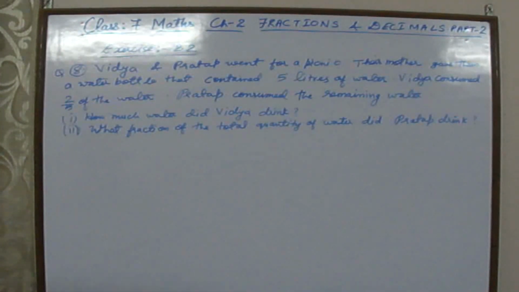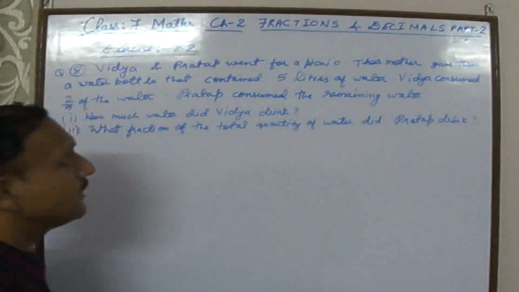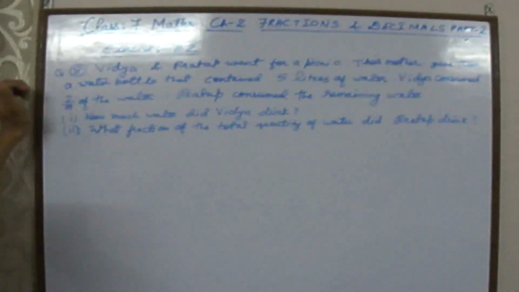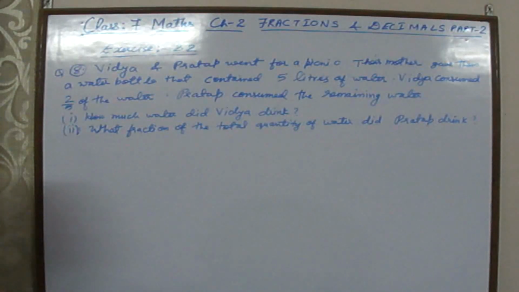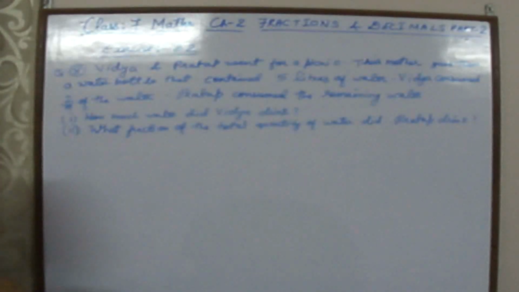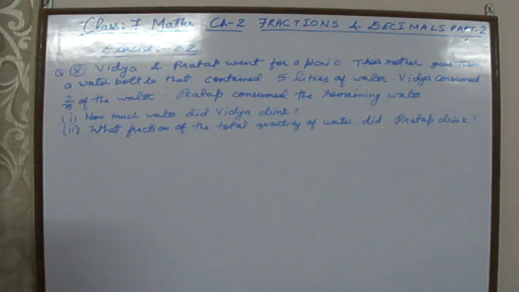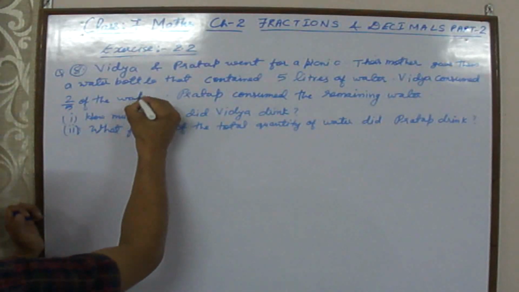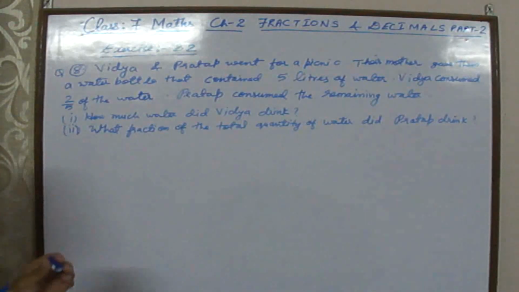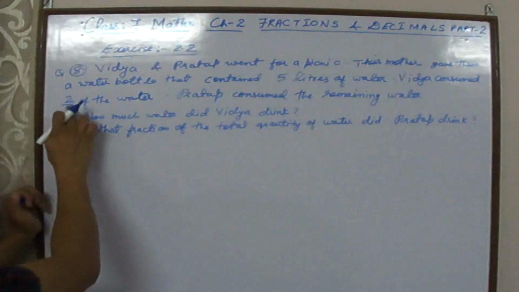Now let us do the last question of the exercise, question number 8. Vidya and Pratap went for a picnic. Their mother gave them a water bottle that contained 5 liters of water. A 5-liter water bottle is there, and two, brother and sister, Vidya and Pratap. Vidya consumed 2/5 of the water. Fraction of water Vidya consumed is 2/5.